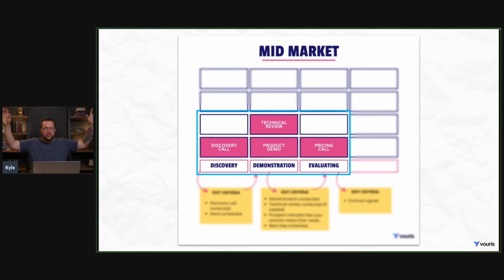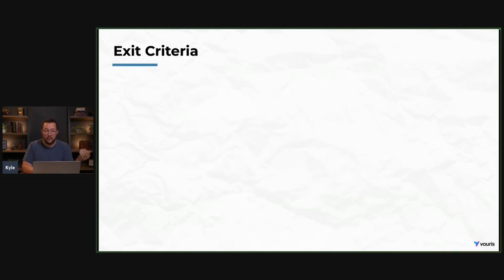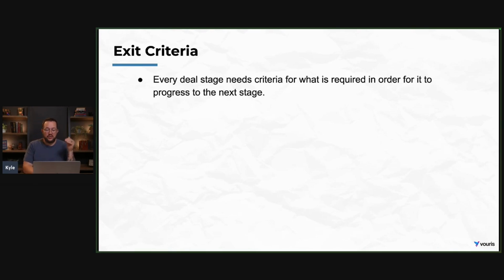Now, when you have these stages and you have the different meetings that take place within the stages, we need to move to the next step, which is define when a deal moves from one to the other. In sales world, we call this exit criteria. What criteria is required to exit one stage and go into another? So every deal stage needs that criteria because you don't want, like I said earlier, one rep doing one thing and another rep doing the other. Okay, it's just going to mess up all of your data.